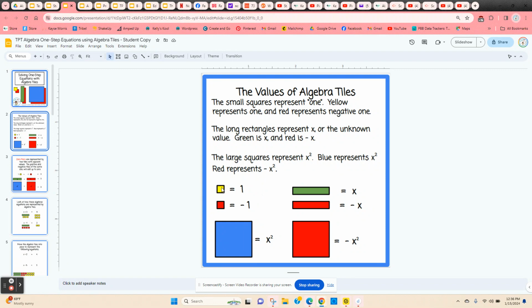So a small yellow square is equal to 1, a small red, -1. The long green bar is equal to x, the red, -x. And then even though we won't use them on this particular lesson, it's good to introduce them to the x squared, positive and negative.